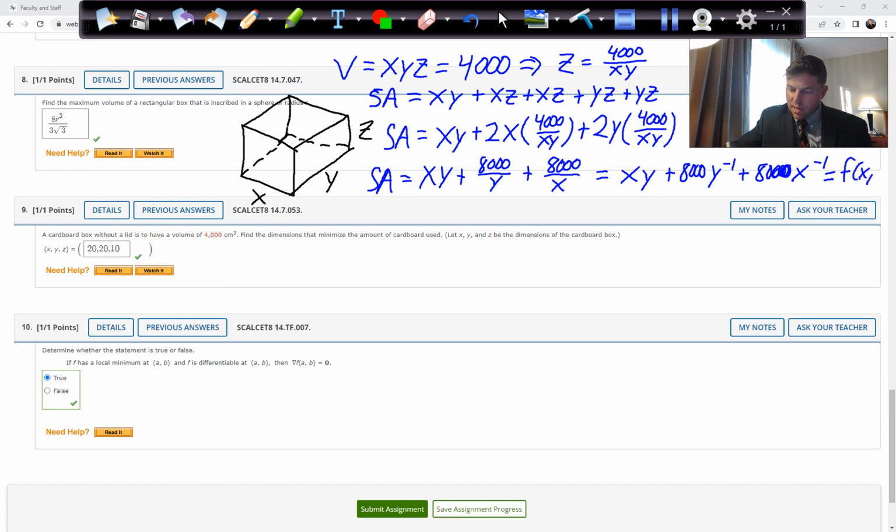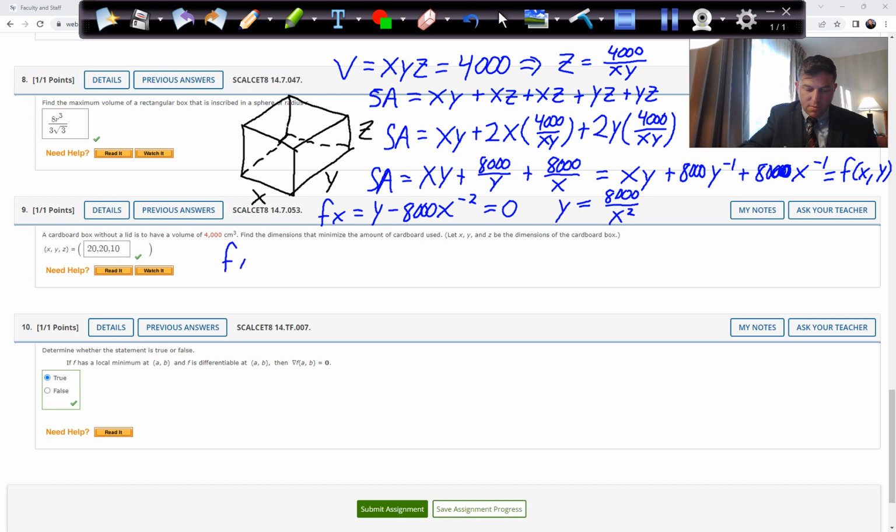Okay, now I should say this is our function. So this is xy. So the first thing, find fx. It's going to be y. The 8,000 y to the minus 1 will go away, become 0, it's just a constant. The minus 1 will come down, get minus 8,000 x to the minus 2, and we're setting that equal to 0. So we have y equals 8,000 over x squared. Okay, so that's one answer.